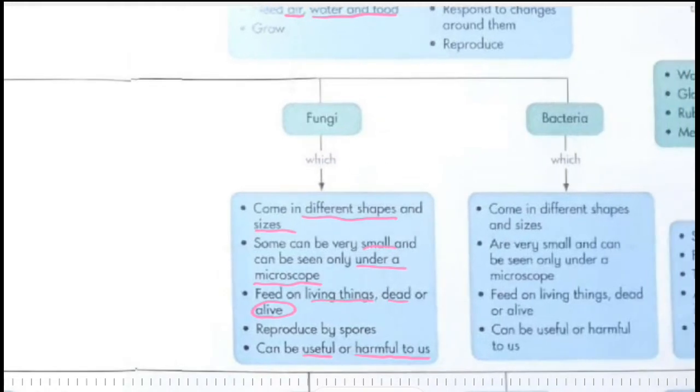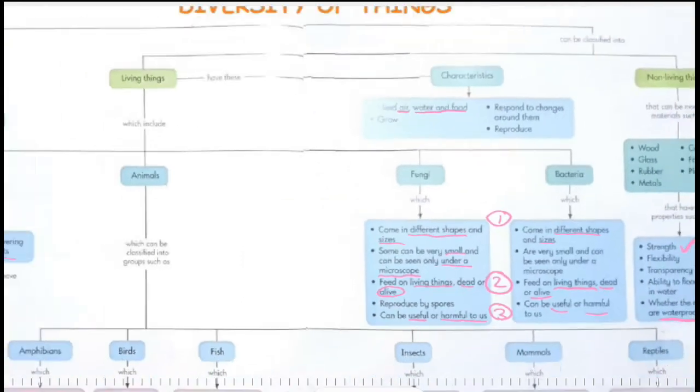There are some similar characteristics between fungi and bacteria. Bacteria come in different shapes and sizes. This is the first common characteristic. They are very small and can be seen only under a microscope. For fungi, some can be very small and seen only under a microscope, and they feed on living things, dead or alive. The second common characteristic: they can be useful or harmful to us. Harmful ones cause diseases. And this is the third common characteristic. I hope you understand. And let's go for more detail.